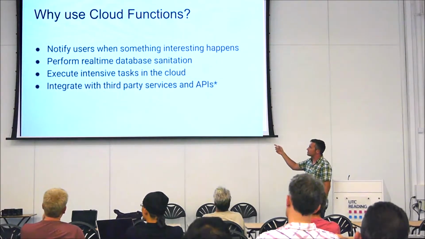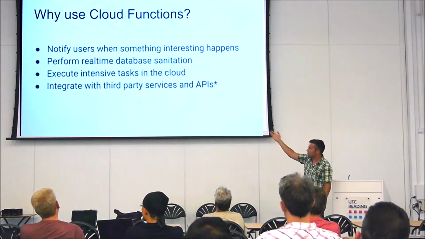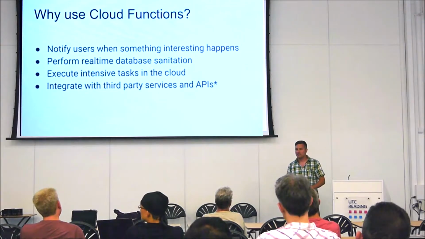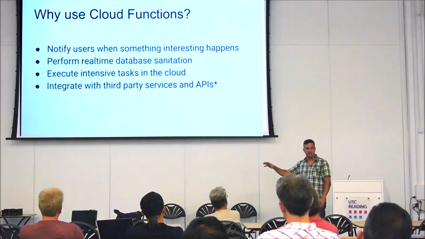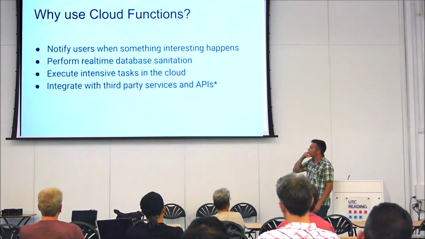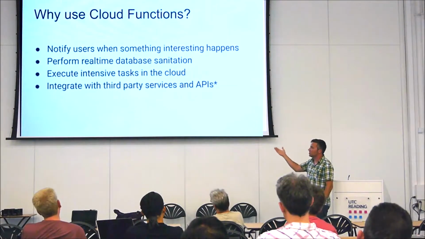You can also execute intensive tasks. So say there's some kind of heavy calculation you're going to be doing regularly on the data in the database, or there's something that you wouldn't want to tie up resources on the phone or your browser. You've got the power of the Google Cloud there to do more intensive things in the function in the cloud. And you can also integrate with third-party services.